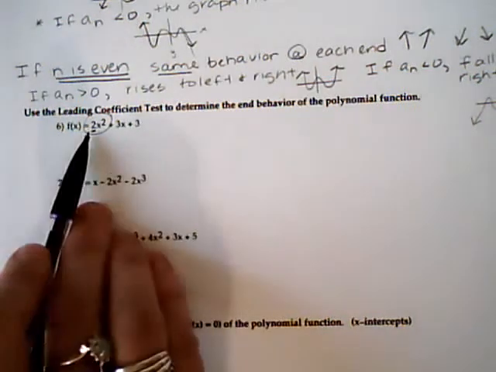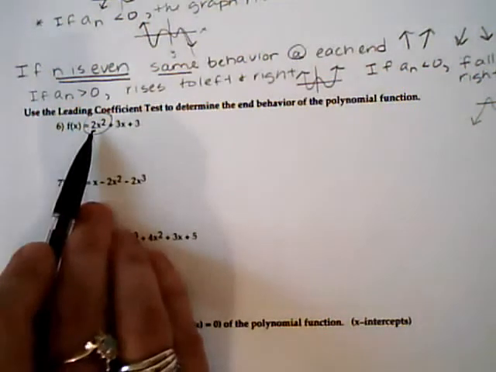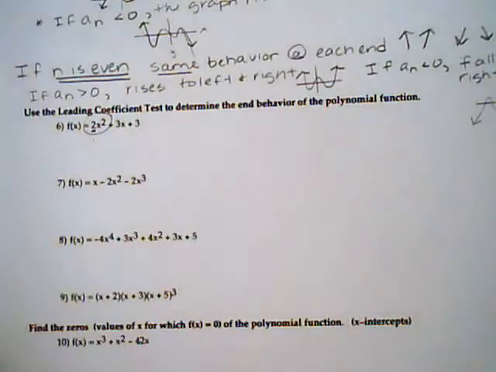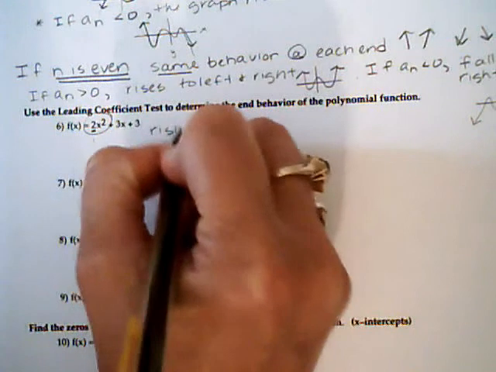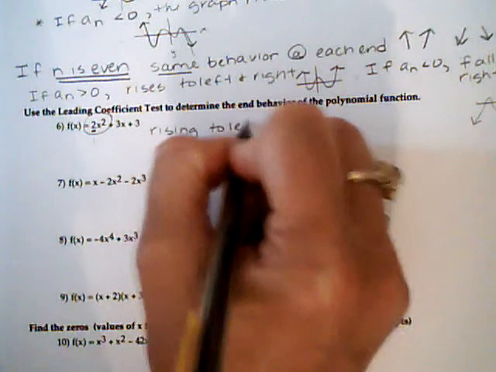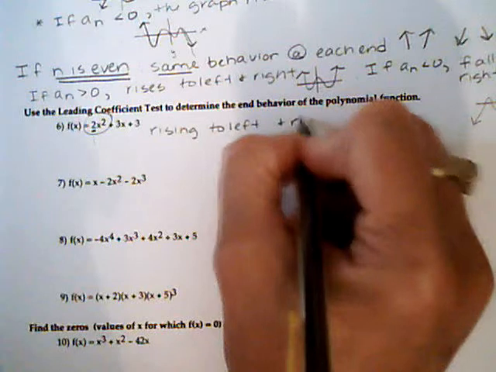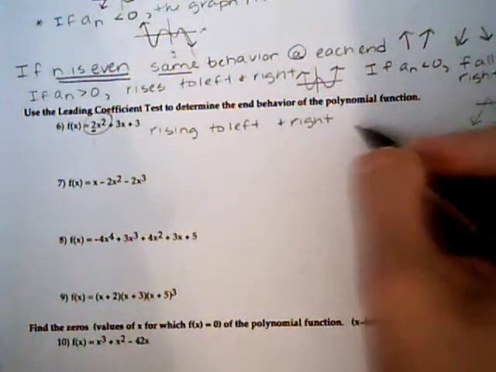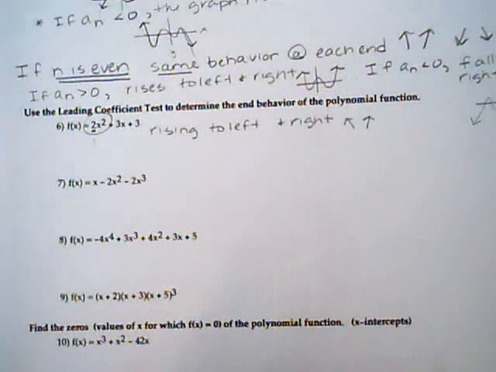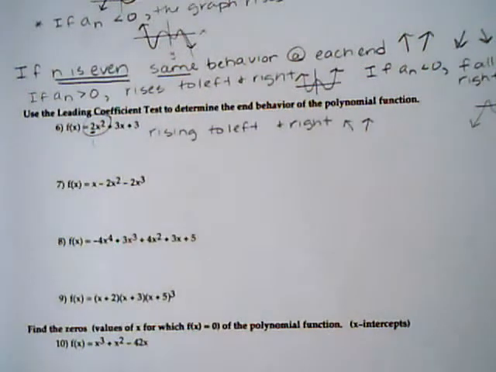So because that's greater than 0, that means that the graph should be rising to the left and to the right. So we'll just say rising to the left and to the right. So both sides would be going up. You don't have to actually graph here, but just tell what the end behavior would be.